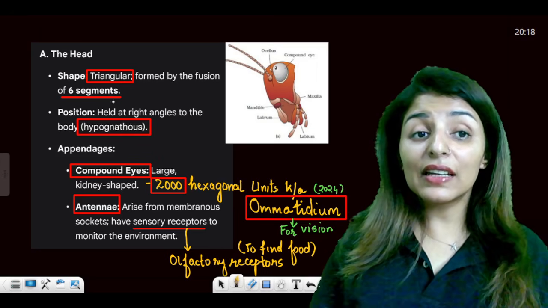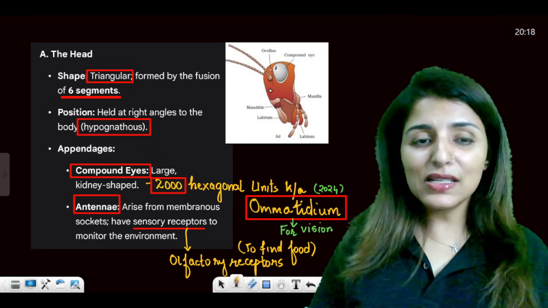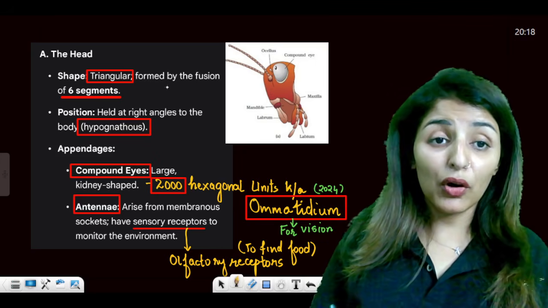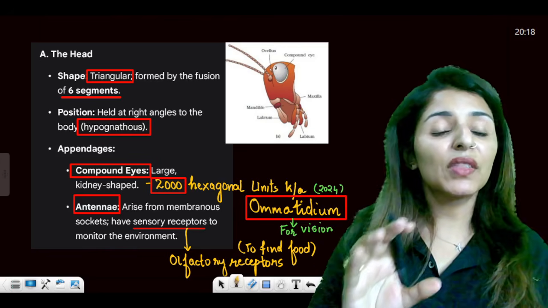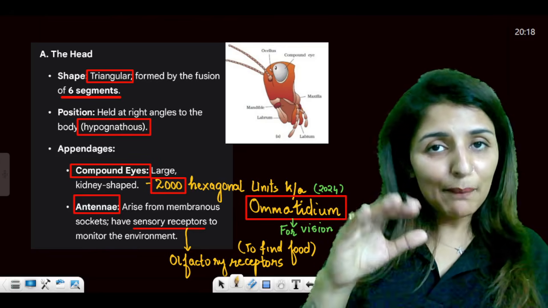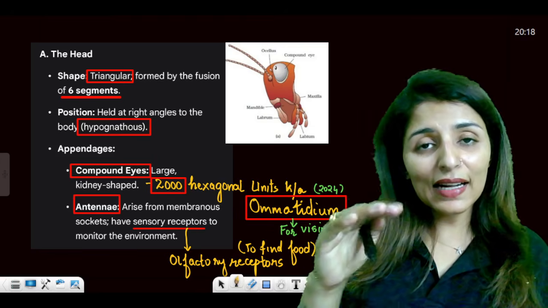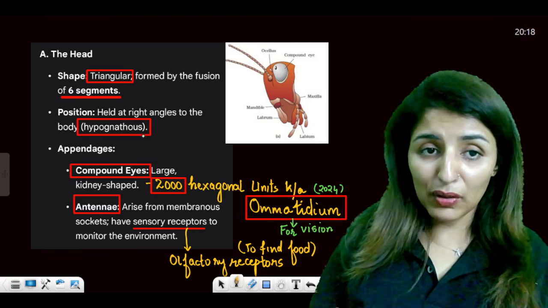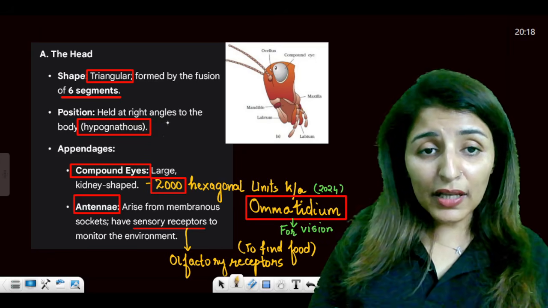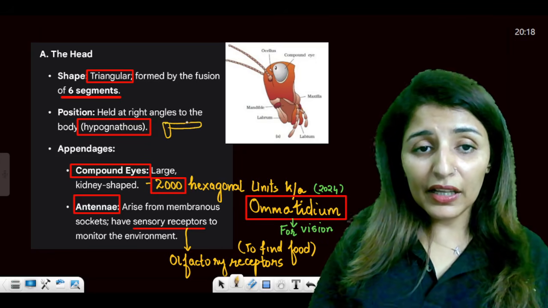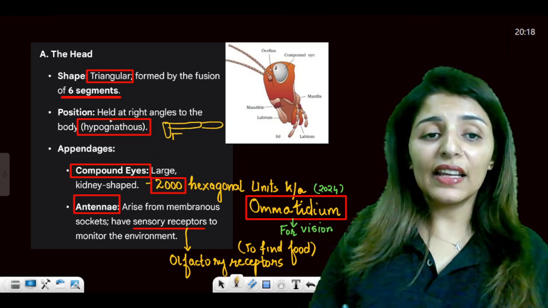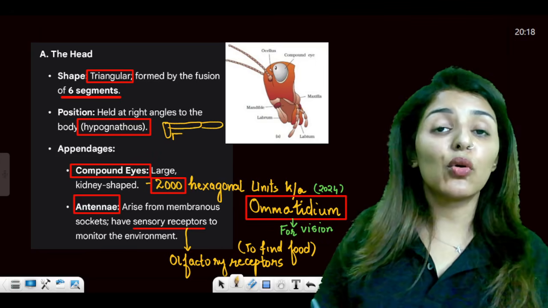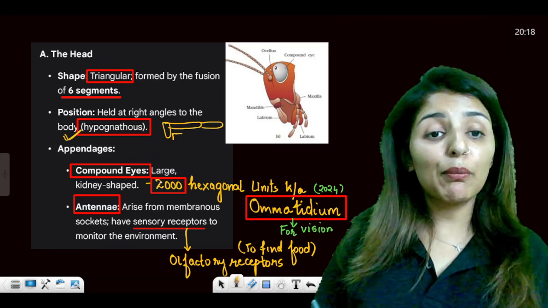Now moving on to the details of head. See, the head is triangular in shape and made up of 6 segments. So 6 segments fuse to form the triangular head. Now head being triangular, it is held at a right angle to the rest of the body. So this is head and this is the body, right? When it is held at 90 degrees, this position is known as hypognathous. The term used is hypognathous.